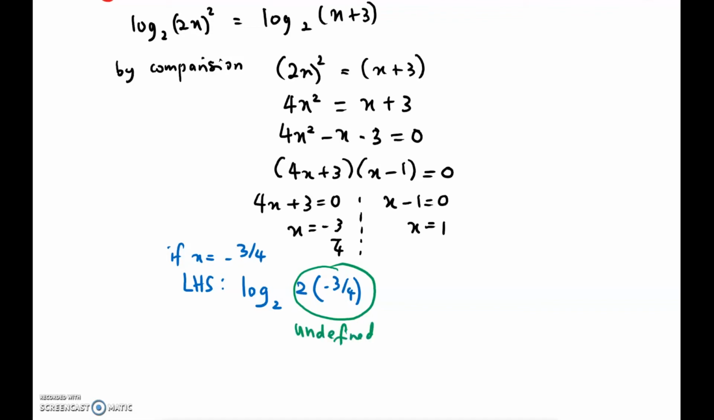Okay, so you just write down x equal to negative 3 over 4, rejected. So how about another one? Okay, so actually if you test inside the equation, x is equal to 1 will be valid for the left hand side and also the right hand side. Hence, x equal to 1 is the only answer.